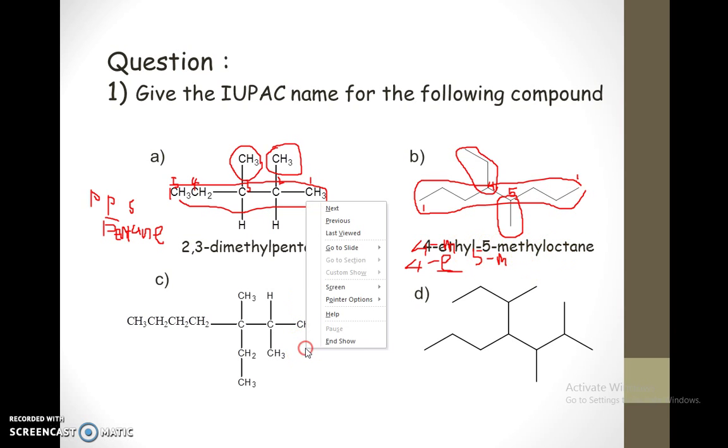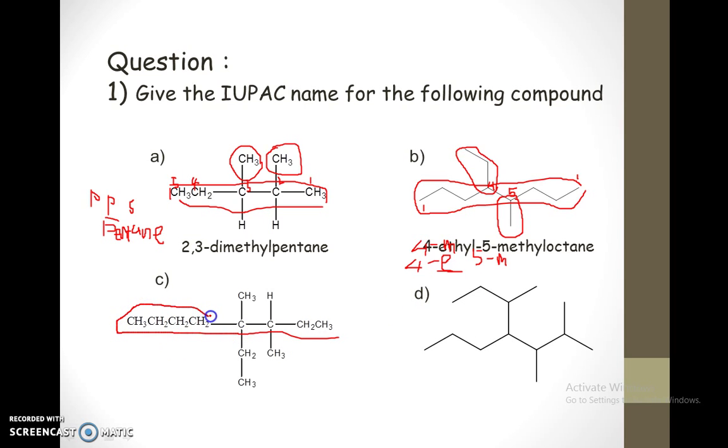Okay, next, look at question C. As usual, you need to find the longest carbon chain. If you notice, this is the longest carbon chain. Then which one do you want to start counting from? Here or here? So here. You have to start counting here. So 1 2 3 4 5 6 7 8. Okay, again octane.